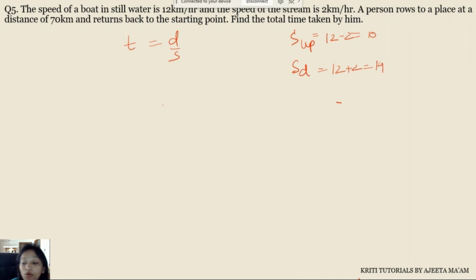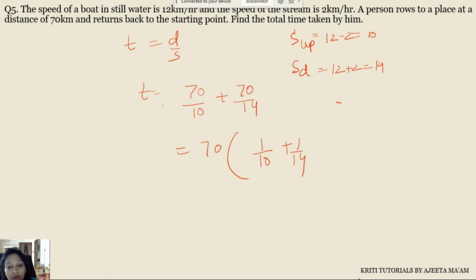Now, distance for both the ways, upstream and downstream, the distance is 70. So, distance is 70 and the speed is given to you, and you have to find the time. So, that's a very simple question that you all can easily do. So, your question is total time will be how much? The total time will be 70 upon 10 plus 70 upon 14. Right? That's a very, very simple question. 70 you can take common. So what will you get? 1 upon 10 plus 1 upon 14. And that's a simple question now.